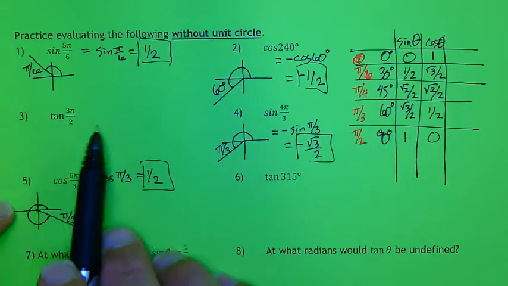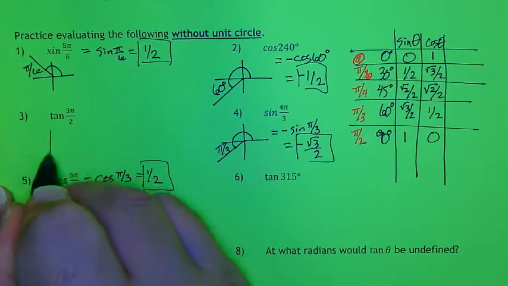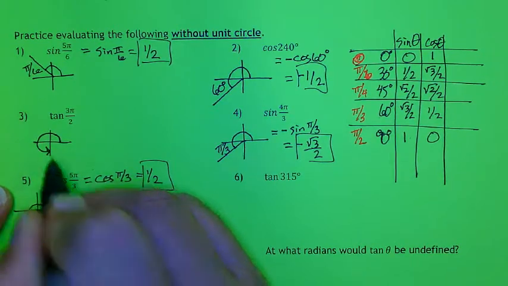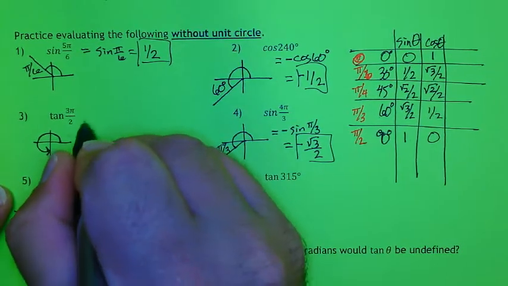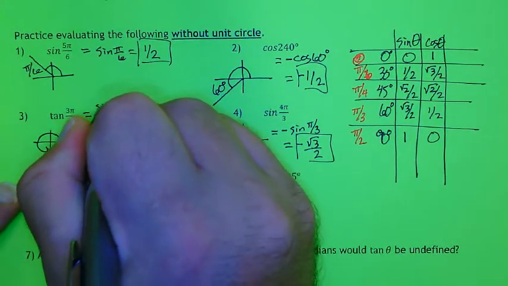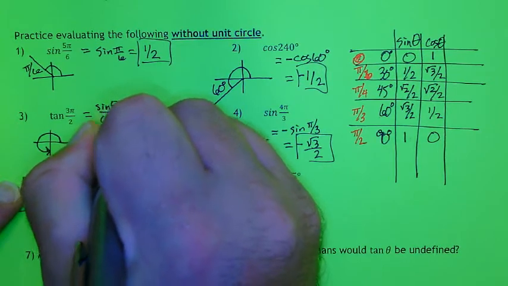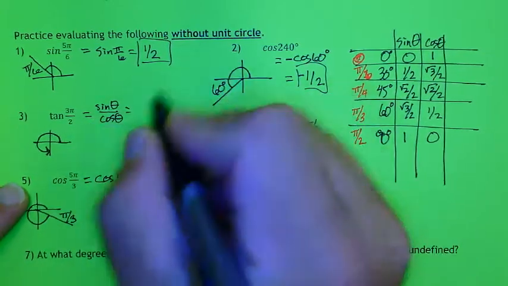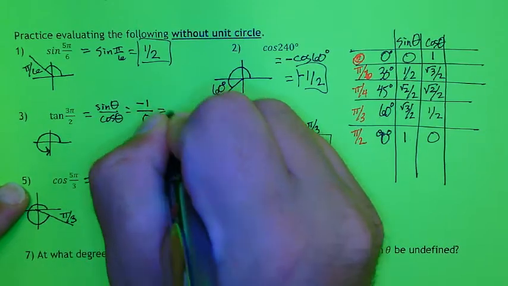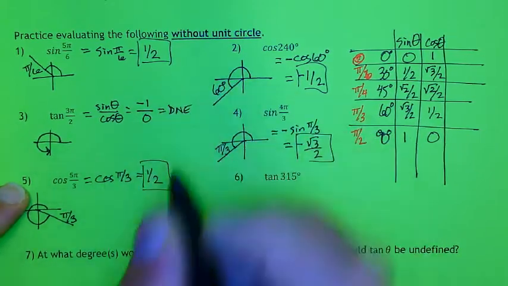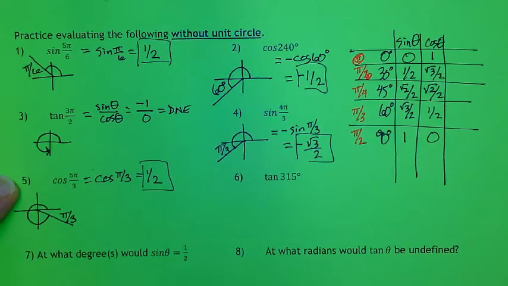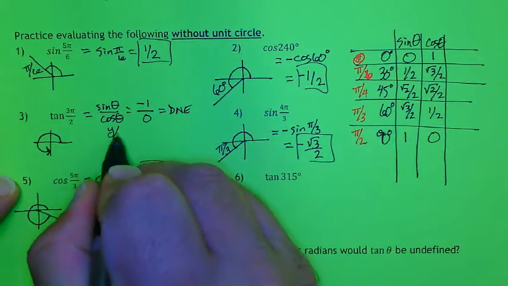Tangent of 3 pi over 2. Well, where's 3 pi over 2? 3 pi over 2 is 270 degrees. It's on an axis. So I know that this is sine over cosine. The sine ratio is -1. The cosine ratio is 0, so it does not exist, because we're just going by the x and y values. So that's just y over x, -1 over 0.